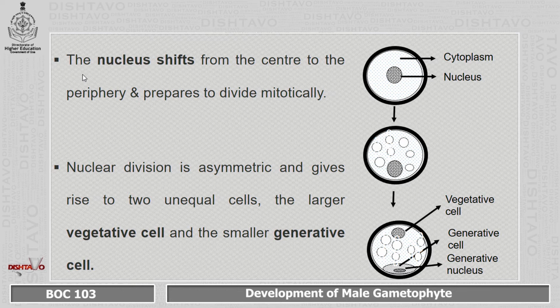We can see here the nucleus shifts from the center to the periphery and prepares to divide mitotically. Here the nucleus which was in the center has moved to one particular end. Nuclear division is asymmetric and it will give rise to two unequal cells. The larger one will be referred to as the vegetative cell and the smaller one is called the generative cell. In this we see the nucleus undergoes a mitotic division and gives rise to two unequal cells. The larger one is vegetative and the smaller one is generative.